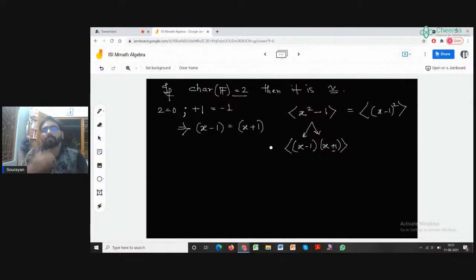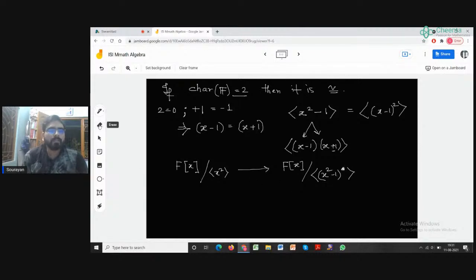So instead of trying to find a homomorphism from F[x] modulo x^2 to F[x] modulo x^2 - 1, what we are basically going to do is give a homomorphism from F[x] modulo x^2 to F[x] modulo (x - 1)^2, which is comparatively easy to show. Now every element here, how do they look like? These elements are always of this form, right?